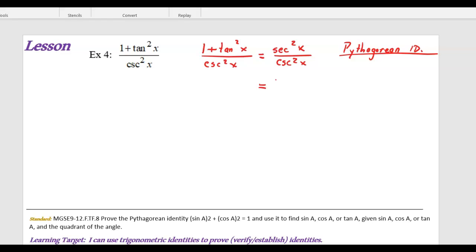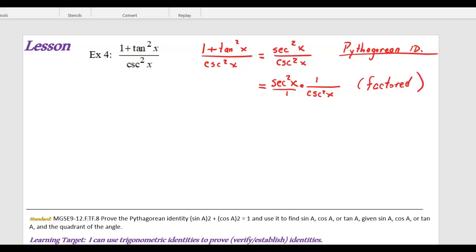Then I'm going to actually simplify. I'm going to split this fraction apart. You do not have to do this, but I do want to show you that this is what we're looking at. Okay, we're looking at secant squared of x times 1 over cosecant squared of x. Why is that true? I've just factored it.